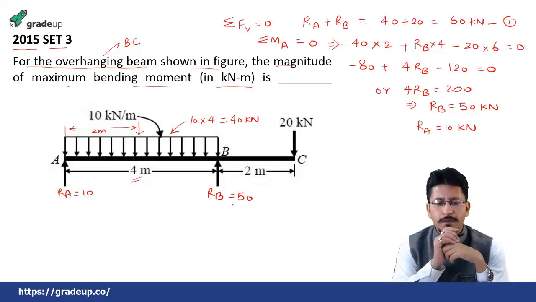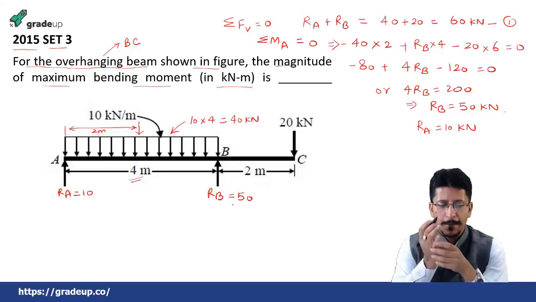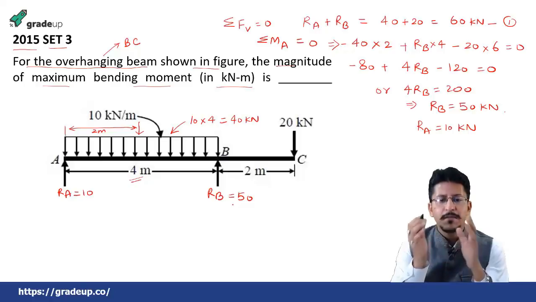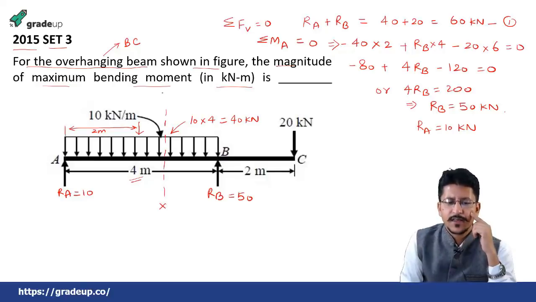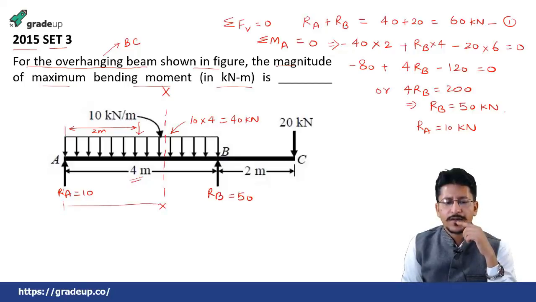Now we have to find out the maximum bending moment. We take two sections. Let us consider two sections. Let us take one section here, that is the XX section at a distance of a small x from here, and let us take one section here, Y section, at a distance of y from this B point.